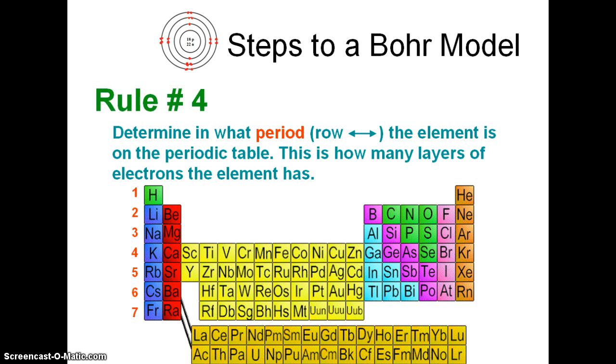Rule number 4, determine in what period the element is on in the periodic table. This is how many layers of electrons the element has. So remember, we picked potassium to begin with, so that K, and it was in the 4th period on the periodic table. So that's how many rings we're going to draw, or how many circles we're going to draw around that nucleus that we just drew for rule number 3. So rule number 4, determine what period the element is in on the periodic table. And this is how many layers of electrons the element has.